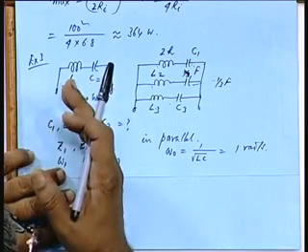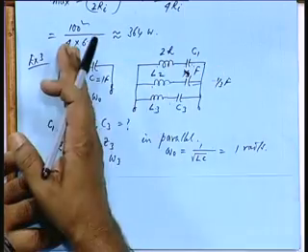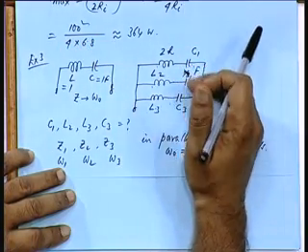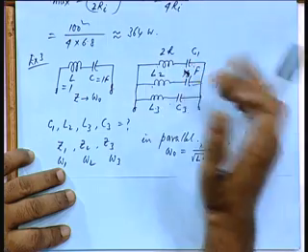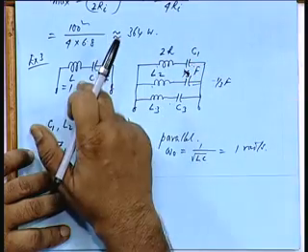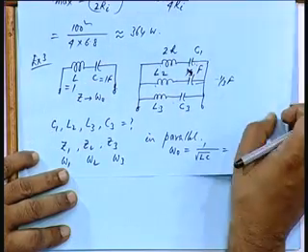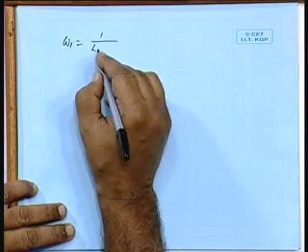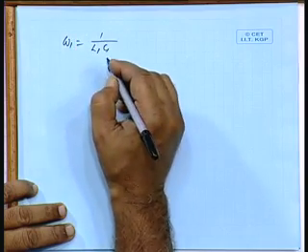When is this possible? When they are equivalent? Omega naught must be equal to omega 1, omega 2 and omega 3. That means, all the 3 frequencies must be same as omega naught. Is it not? So, if you impose that condition, then what is omega 1? Is 1 by root L1 C1 say. Okay.